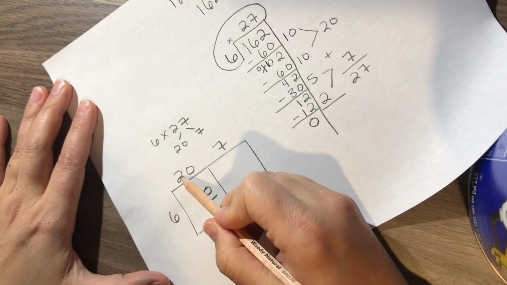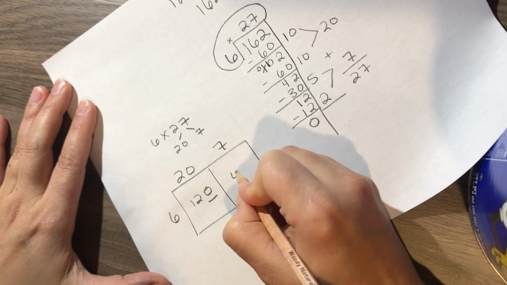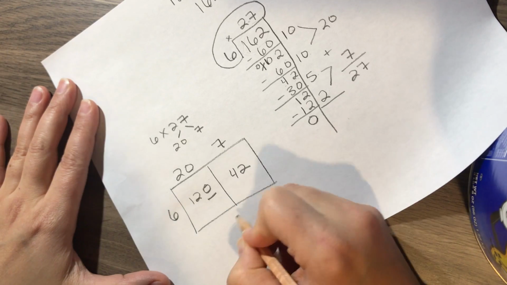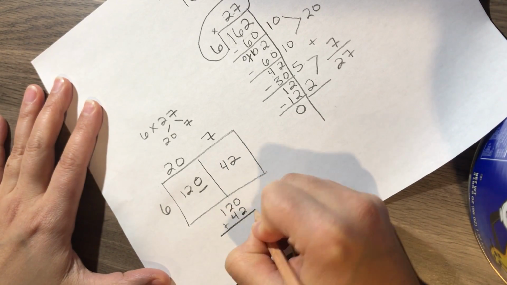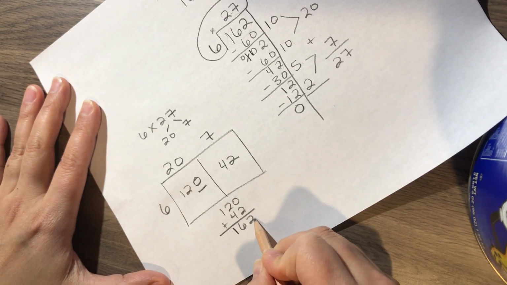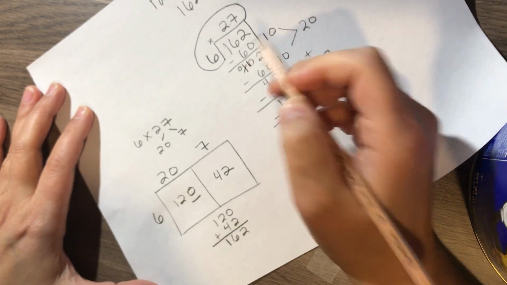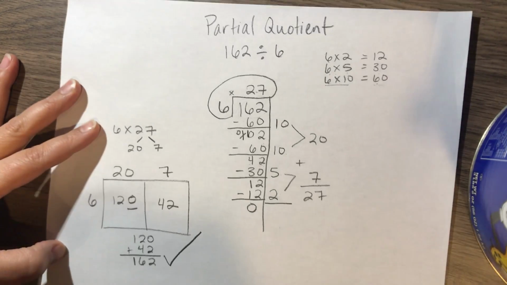And I know 6 times 2 is 12, and 6 times 7 is 42. So 120 plus 42 is 162. And this is the same as my dividend, so I can put a check because I know I'm correct. And that's partial quotient.